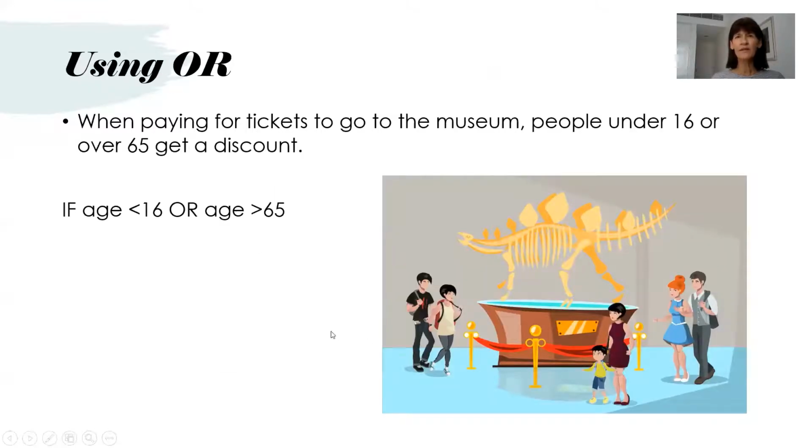Another thing that we would want to do is use or conditions. So for example, when paying for tickets to go to the museum, people under 16 or over 65 would get a discount. So here we would say in the pseudocode, if age is less than 16 or age is greater than 65, we put an or there in capital letters.